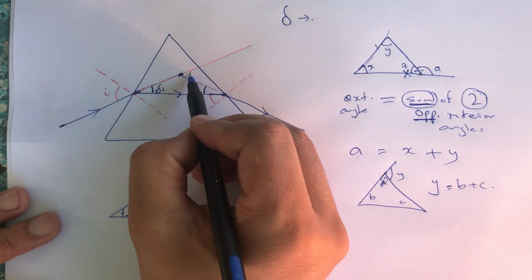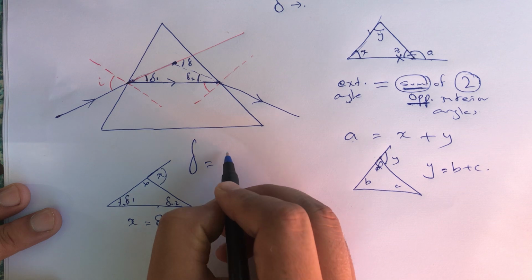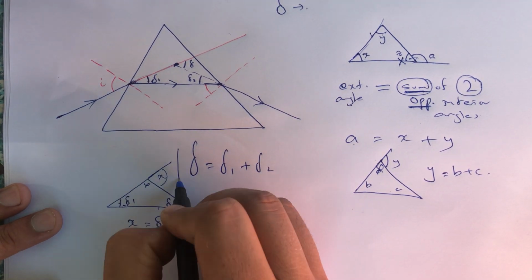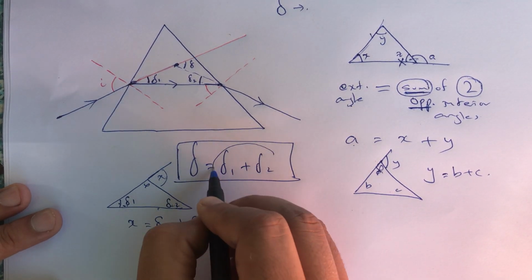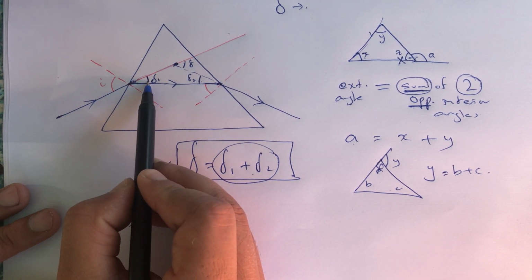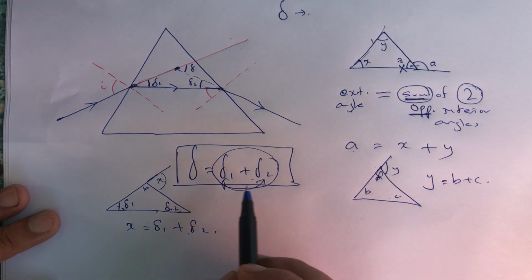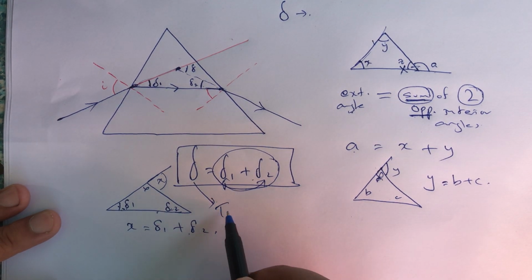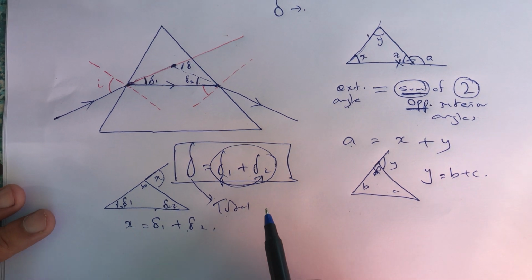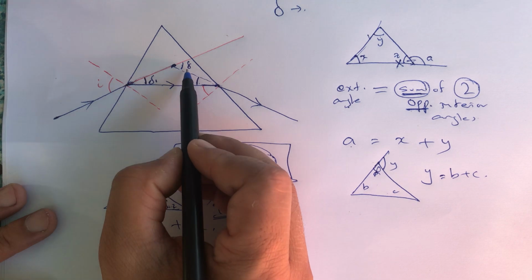So let this angle be called del. Then what will del be equal to? Del will be equal to del 1 plus del 2. And what is del 1 plus del 2? It's the total deviation. Why? Because this is the first angle of deviation, this is the second angle of deviation. If I add the two deviations together, we get the total deviation. So what is the total deviation by a prism? It is equal to this much, and it is represented by this one.